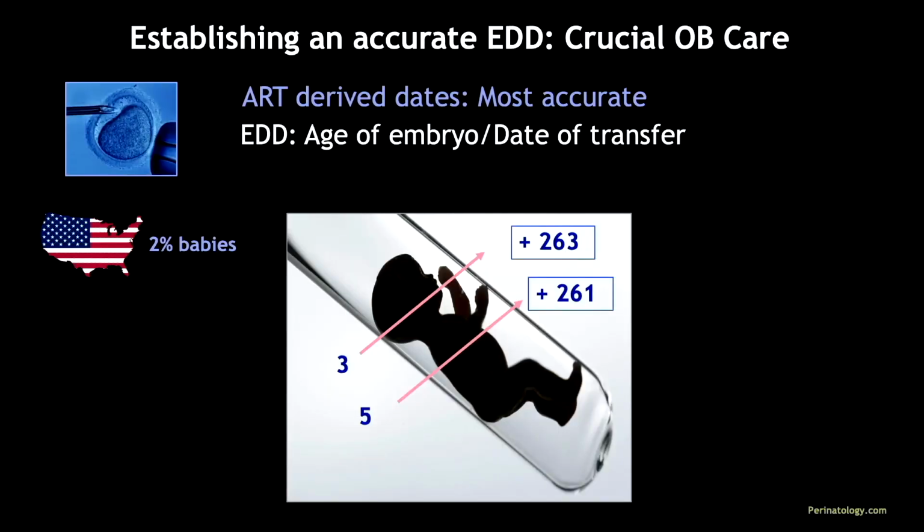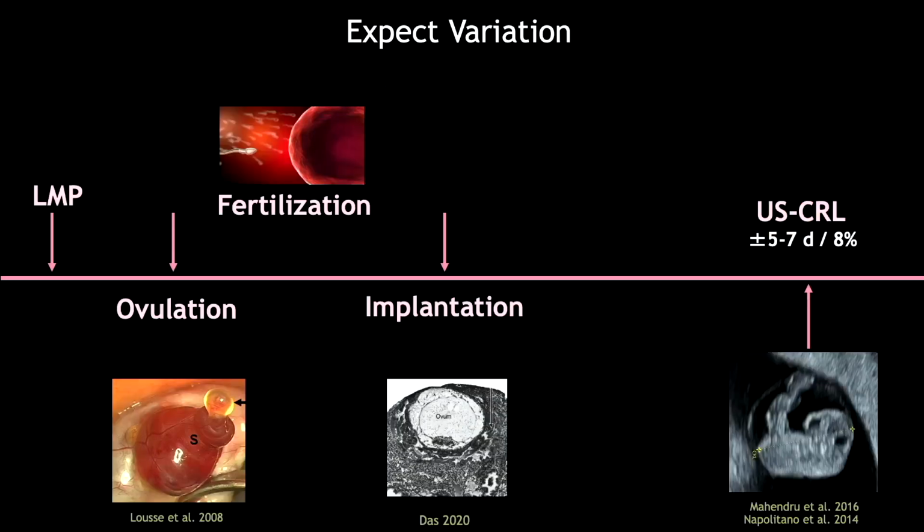So we all know that establishing an accurate due date is crucial for obstetrical care. About 2% of pregnancies in the United States are IVF pregnancies, and your ART, your assisted reproductive technology dates, are going to be your most accurate. Usually your patient will know. But if they don't, chase them down, because it's definitely worth the information. If you don't have that, expect variation.